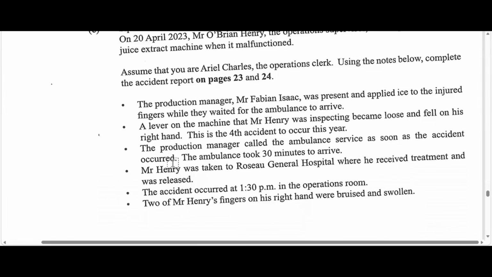Alright, so this is an accident report. The production manager, Mr. Fabian Isaac, was present and applied ice to the injured fingers while they waited for the ambulance to arrive. A lever on the machine that Mr. Henry was inspecting became loose and fell on his right hand. This is the 4th accident to occur this year. The production manager called the ambulance service as soon as the accident occurred. The ambulance took 30 minutes to arrive. Mr. Henry was taken to General Hospital where he received treatment and was released. The accident occurred at 1:30 p.m. in the operations room. 2 of Mr. Henry's fingers on his hand were bruised and swollen.